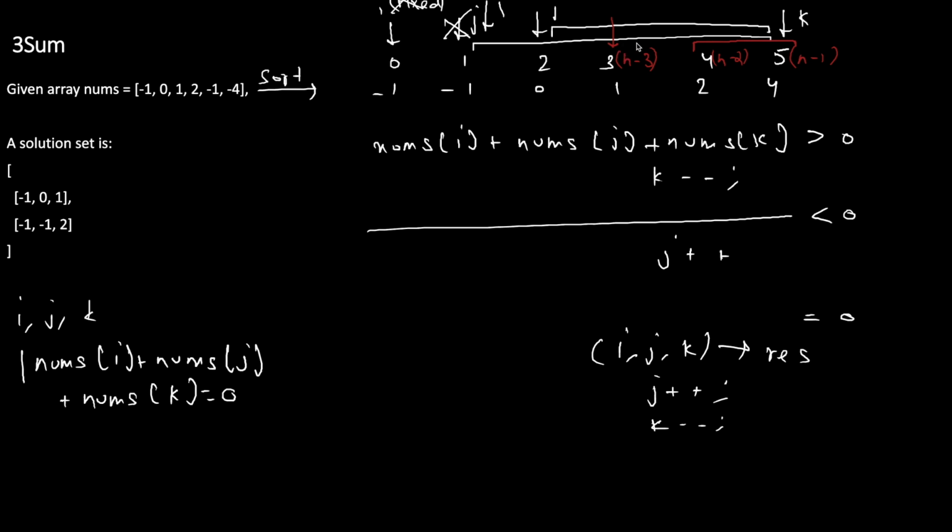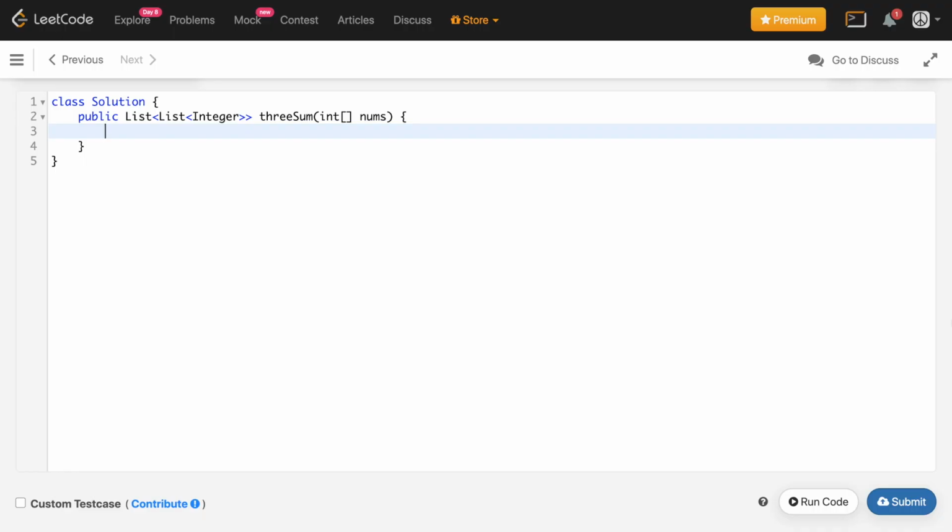So let me write the code for this and then things will be more clear. So first we will do the null check, that is in case nums equals null or nums.length equals 0, then you will simply return a new array list.